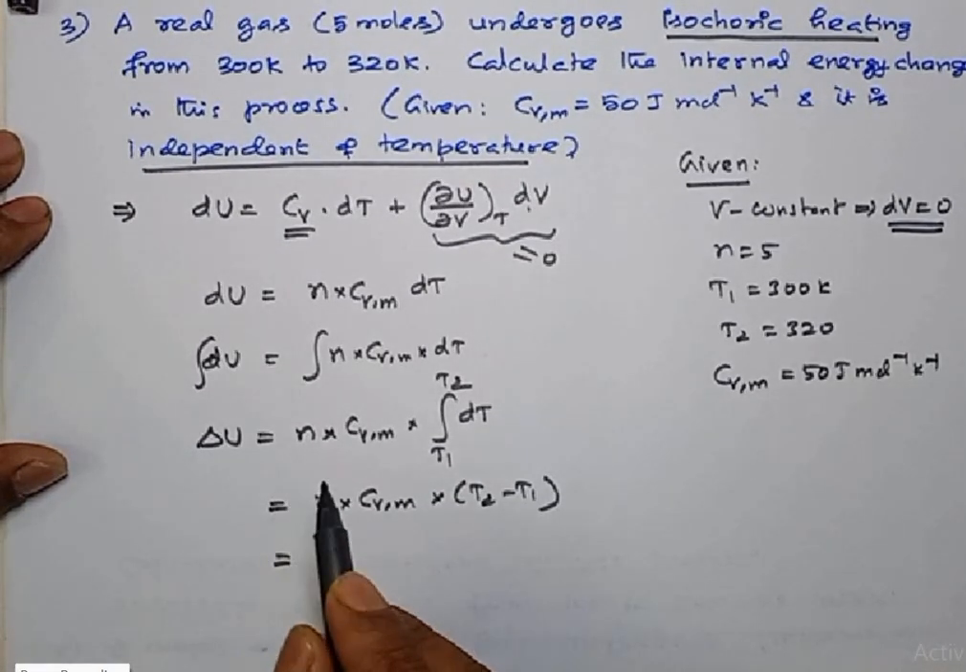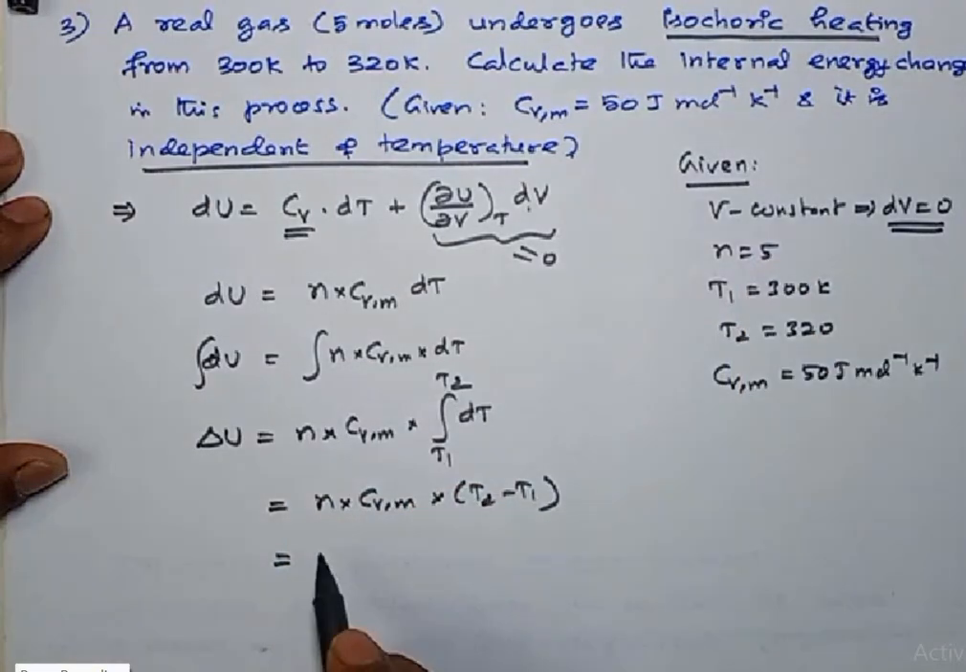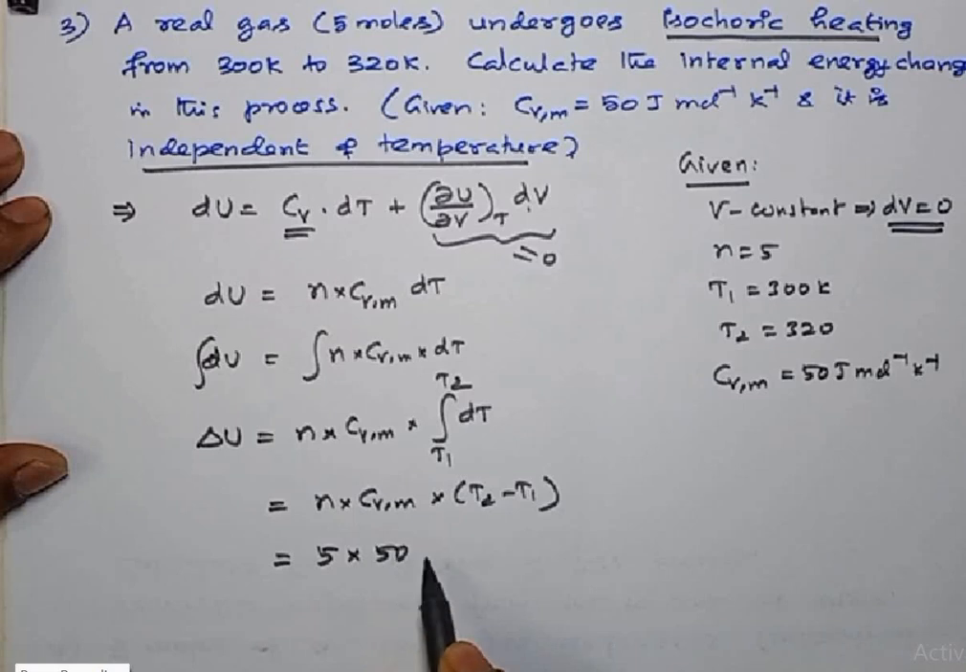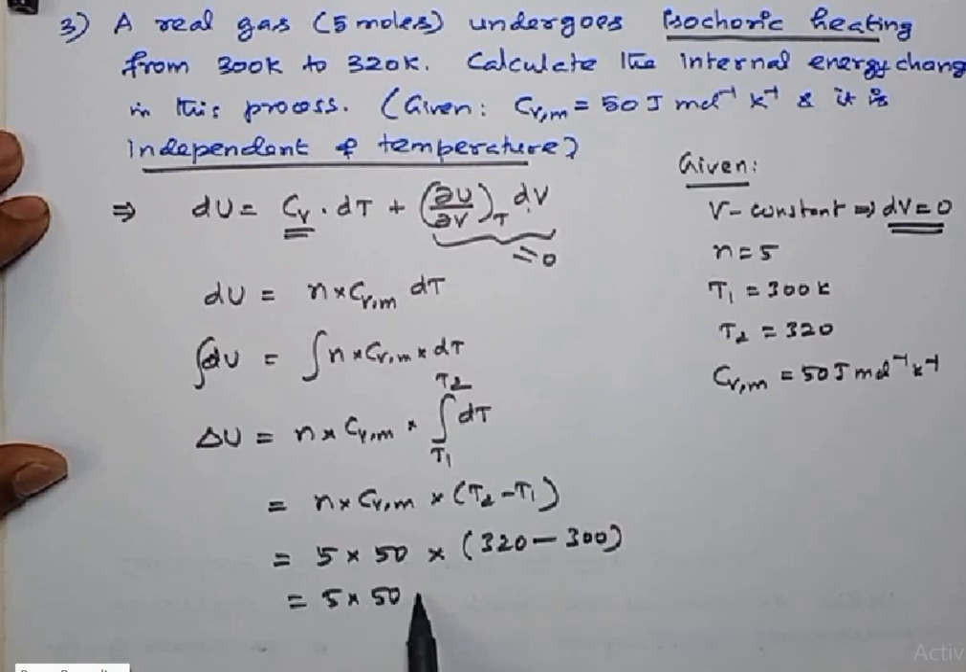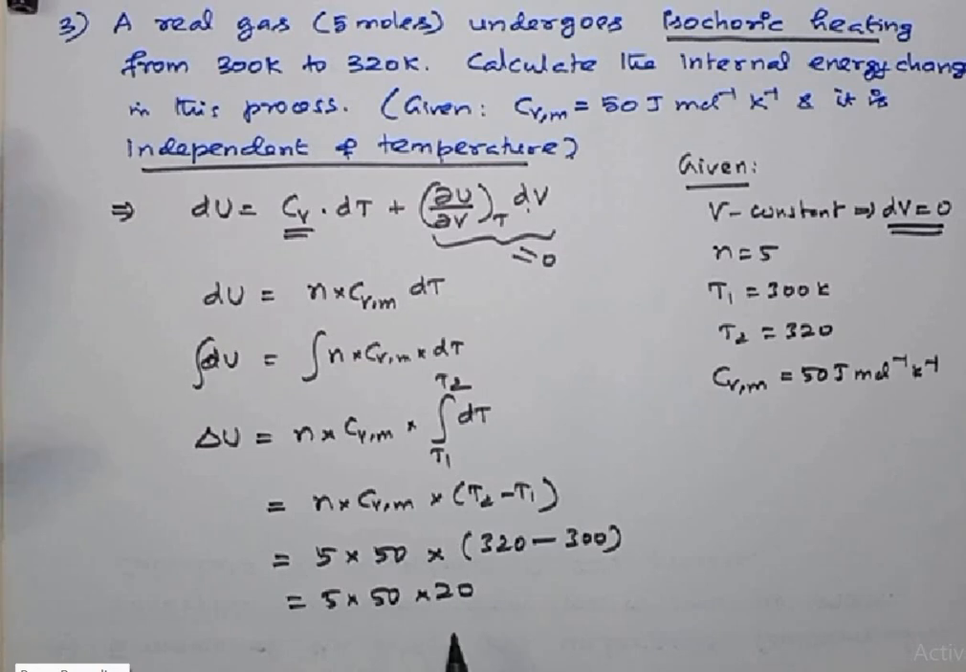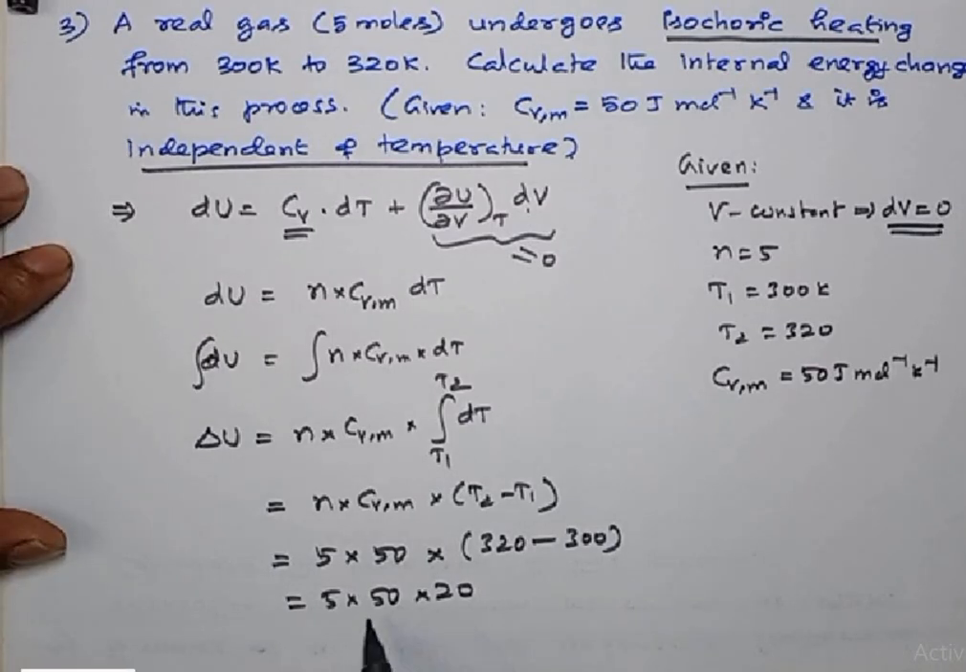Now let me substitute the values. Number of moles is 5, CVM value is given as 50, final temperature is 320 Kelvin, initial temperature is 300 Kelvin. So we get 5 into 50 into 20. If you multiply, you will get the answer in joules directly. 5 into 20 is 100, 100 into 50, you will get 5000 joules.